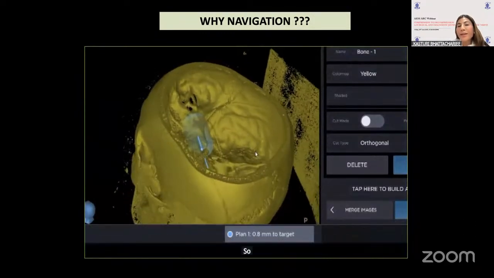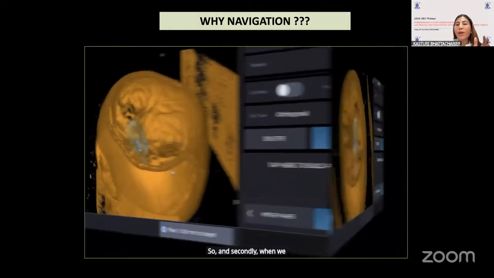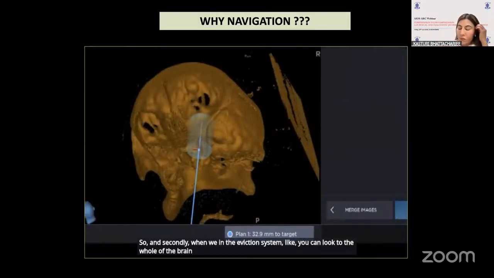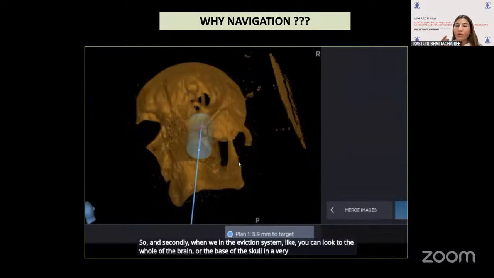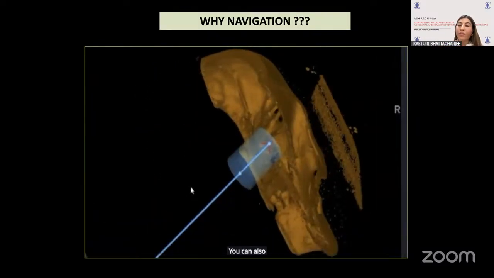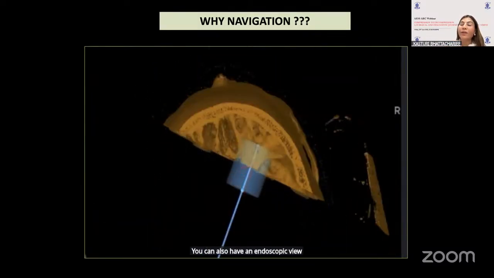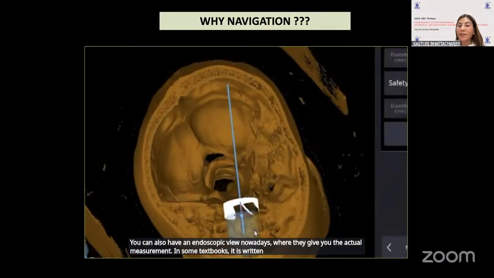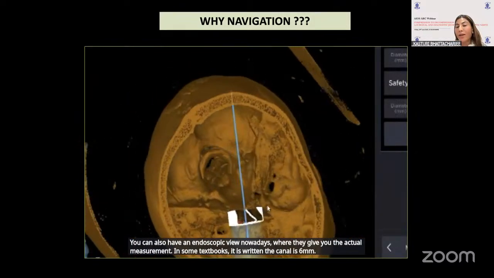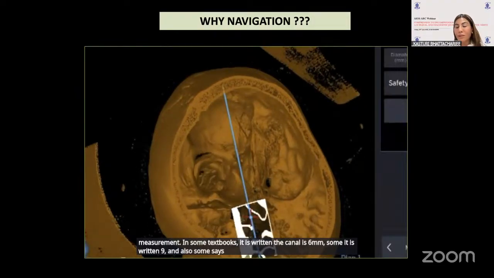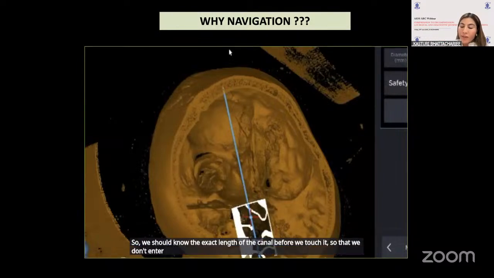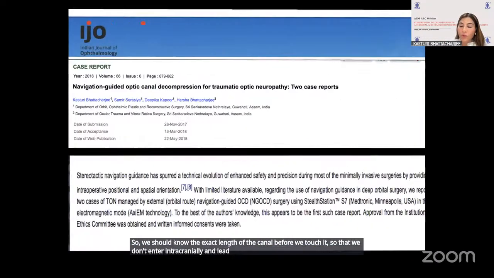And secondly, in the navigation system you can look at the whole of the brain or the base of the skull in a very nice way. You can have a 3D view. You can also have an endoscopic view nowadays, where they give you the actual measurement. In some textbooks it is written the canal is 6 millimeter, in some 9, and some say 1.1 centimeter. So we should know the exact length of the canal before we touch it, so that we don't enter intracranially and cause injury to the intracranial structures.